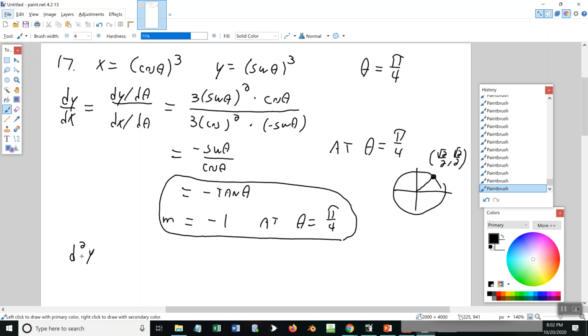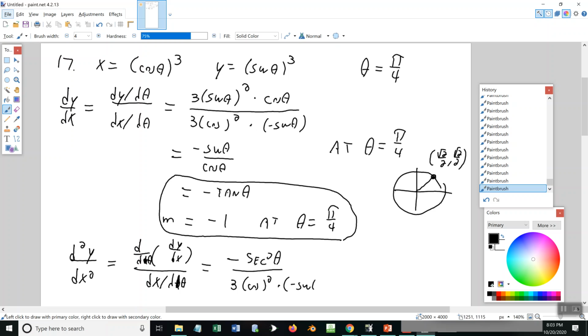So then, for my second derivative, on top, we'll take the derivative of the first derivative with respect to theta. And then the bottom will be dx/d theta. Okay, so up on top, we got negative tangent theta. The derivative of tangent is secant squared. And then on the bottom, the dx/d theta we already have up here. So it's 3 cosine squared times negative sine theta.